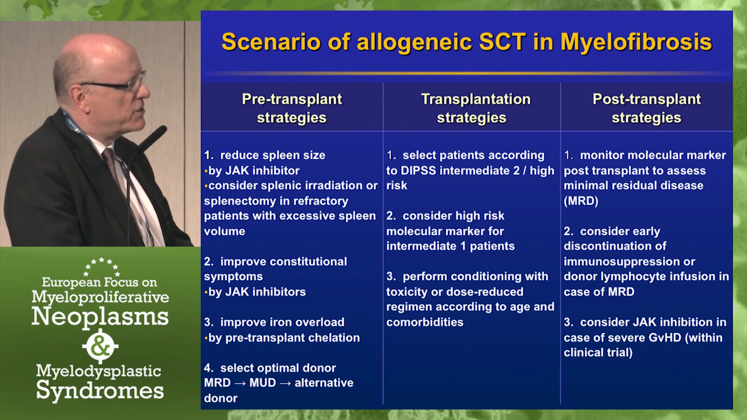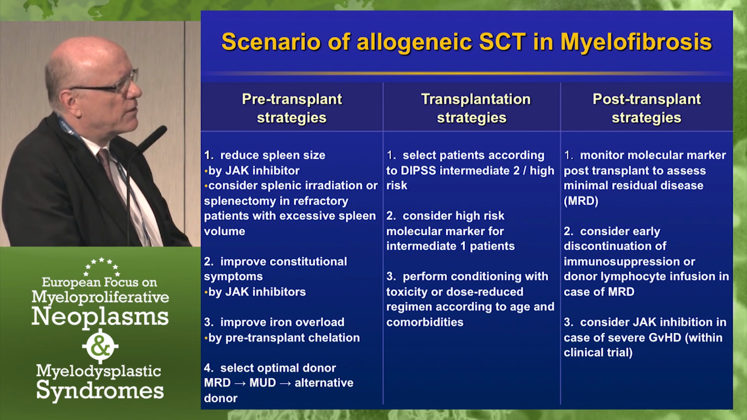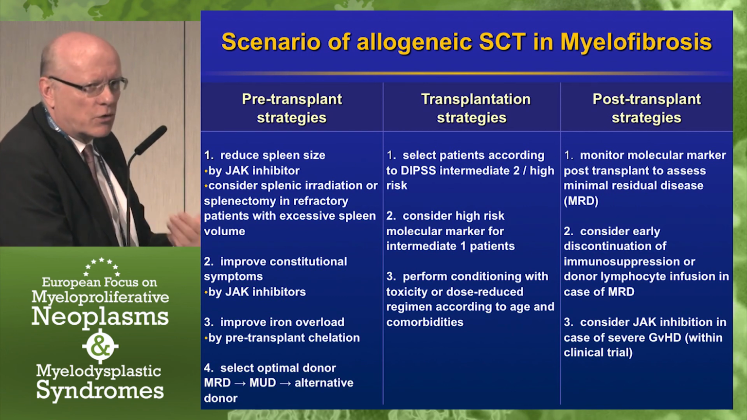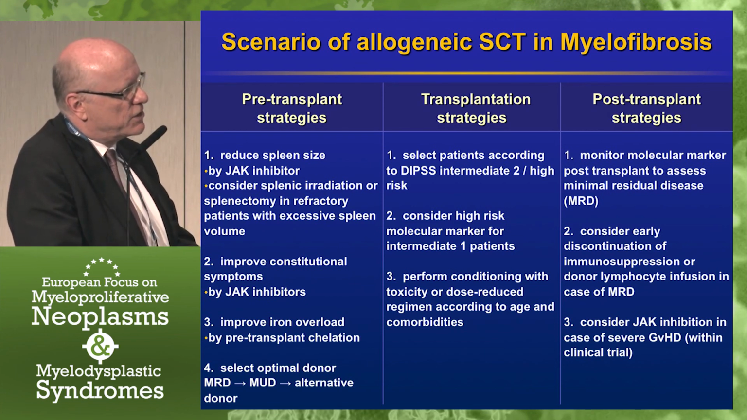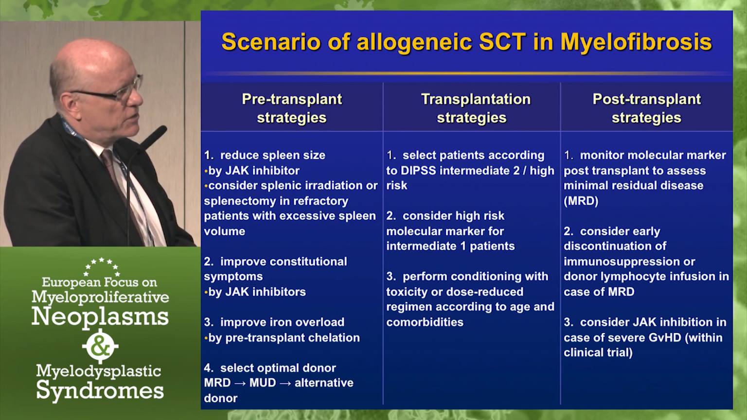We have to improve the iron overload. So I didn't go too much into detail, but if patients are heavily transfused, we should reduce the iron overload, and we should select the optimal donor. In the transplant setting, we should select patient according to the DIPSS and maybe also to molecular markers more recently, and we should perform the conditioning according to the patient age and according comorbidity. There is no one fits for all regarding the conditioning regimen. But also, even more important, and this is not only for myelofibrosis, it's in all transplant settings, we should look also for post-transplant strategies.